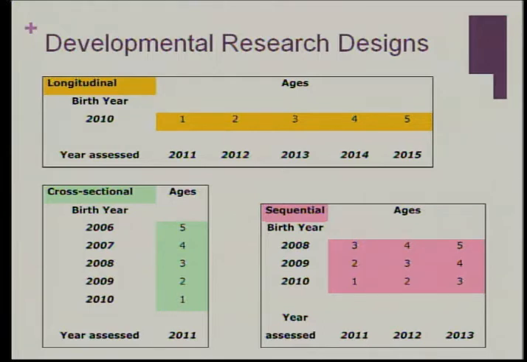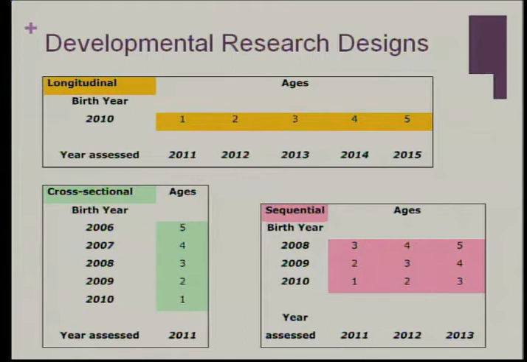Another design I can use, if you look in the bottom left corner, is the cross-sectional design. This is where you test different age groups at the same time. In this case, I'm going to study children aged 1, 2, 3, 4, or 5 years old, but I'm going to test them all in 2011. This is much more efficient than a longitudinal design because I can get all my data collected in 1 year. But one of the drawbacks is that I can't analyze individual change. So I can't see how a child changed from 1 to 2 years of age. I can only study how 1-year-olds and 2-year-olds differ on average.